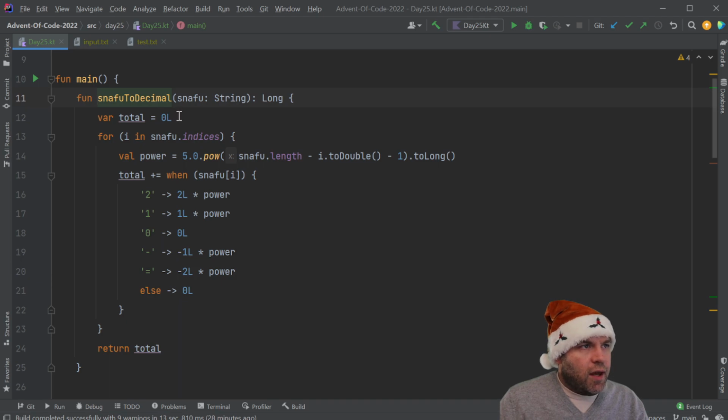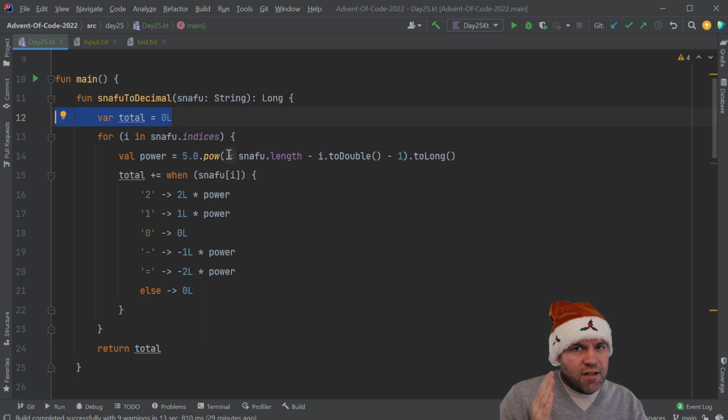And then we have our total, which again, long. And then basically for every character in the string, and there's a couple ways to do this. You could do it from right to left and just multiply the digit by 5 each time. I just went from left to right, and then the power is basically 5 to the how much of the string we have left. This also needs to be a long. I didn't add that the first time, and had to spend some minutes debugging that.